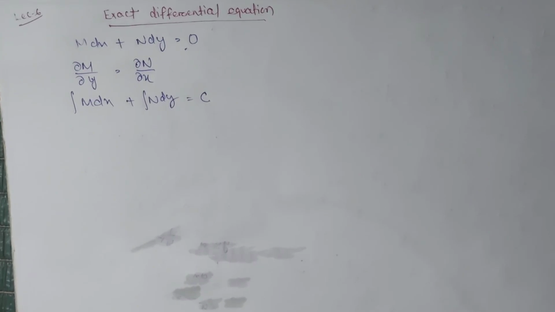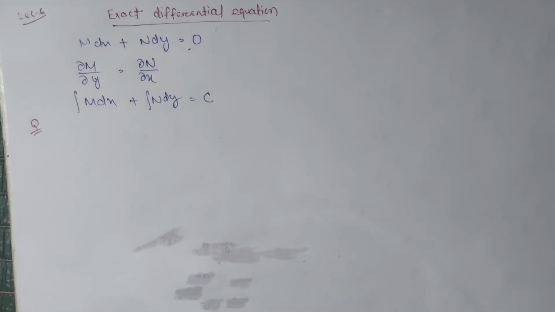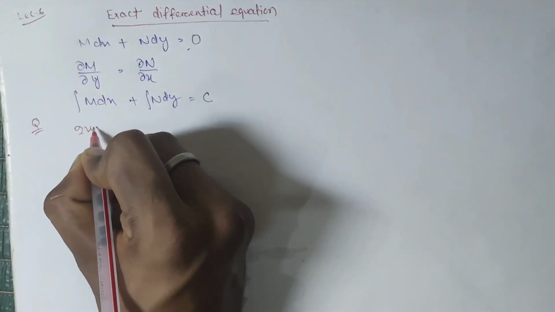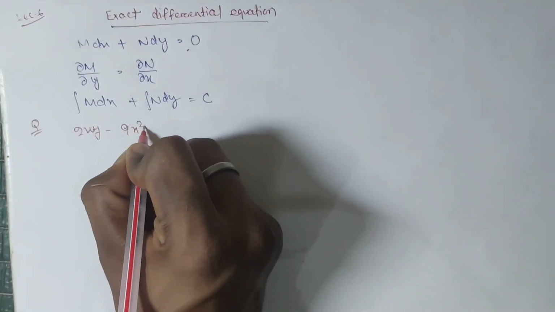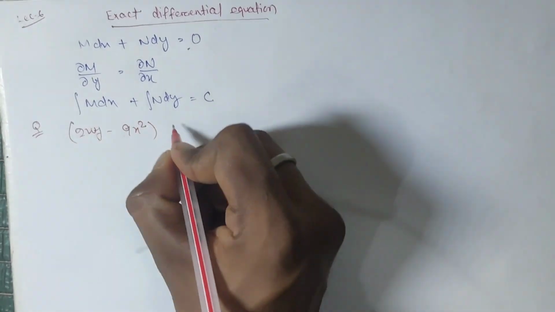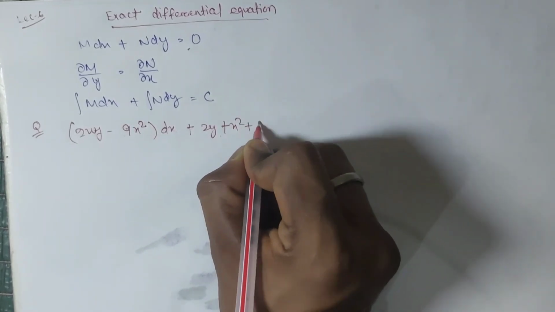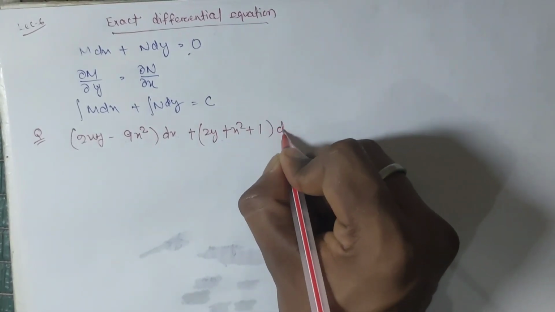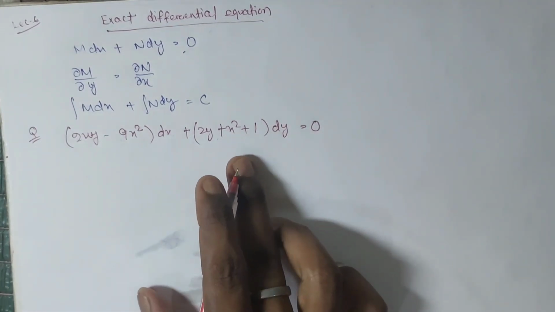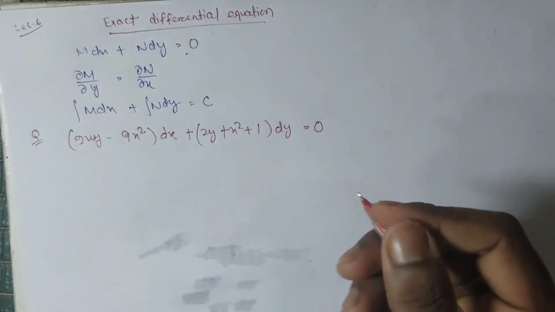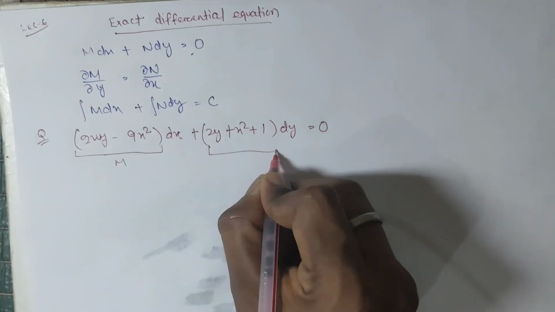Let's take an example: (2xy minus 9x square) dx plus (2y plus x square plus 1) dy equals 0. So first of all we have to check whether this is an exact differential equation or not. This part is our M and this part is our N.